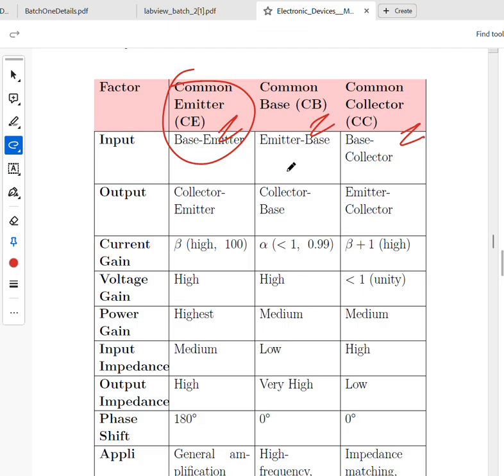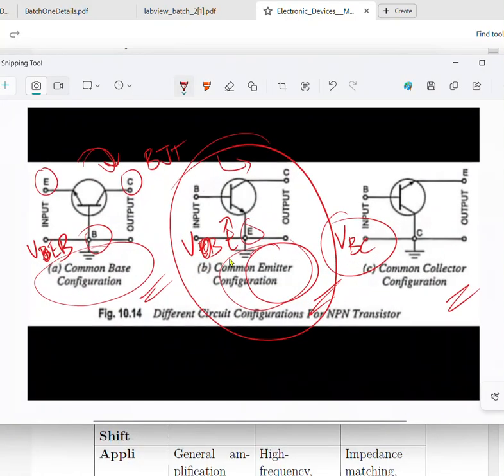What happens here? We've talked about the input. Input is basically over here, and we establish a voltage between base and emitter. If we establish a voltage VBE, forward bias will happen and holes will transfer here. As simple as that. But in VEB, what happens? It's the opposite. So more VEB means less current will transfer from here to here.